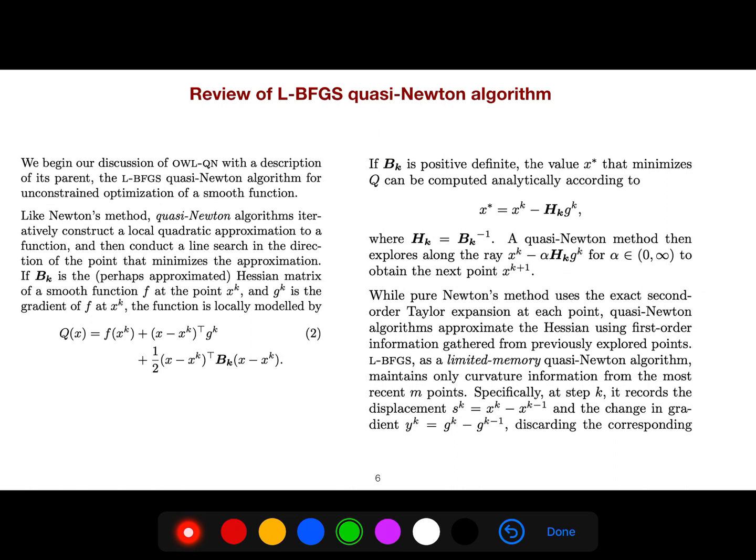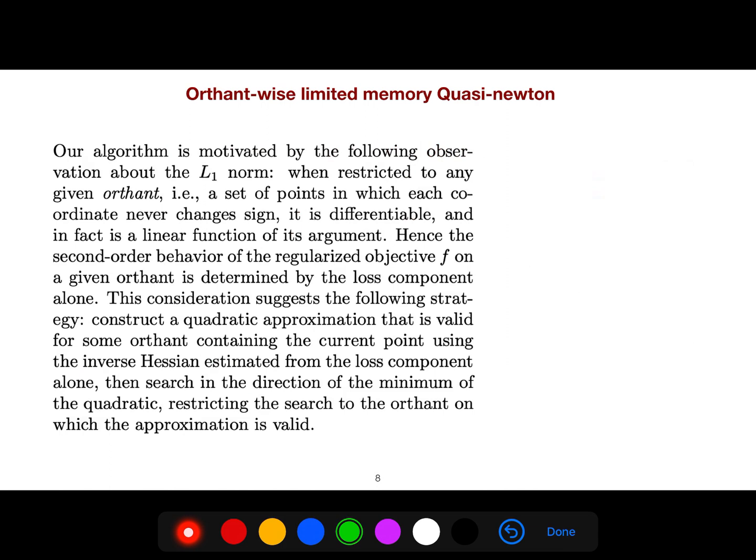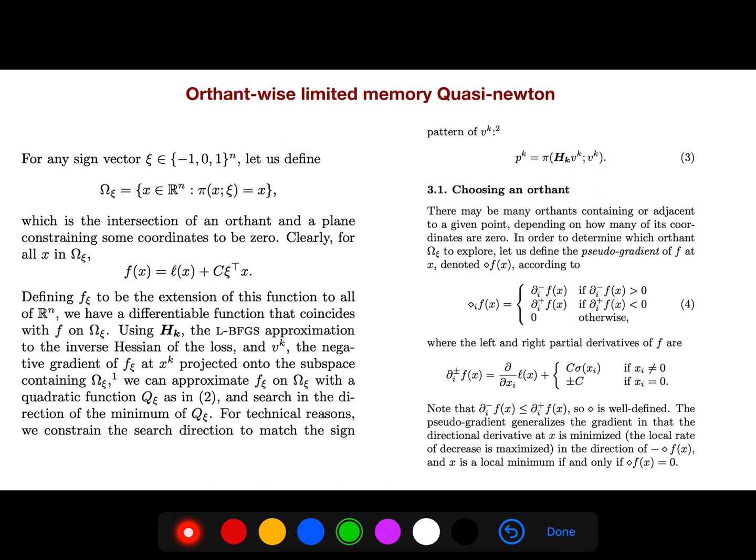Not discrete, non-differentiable, I mean. So quasi-Newton constructs a local quadratic. So we approximate a function like this, and if you have seen my lectures on optimization, these are very elementary things. And so we just choose an orthant here.